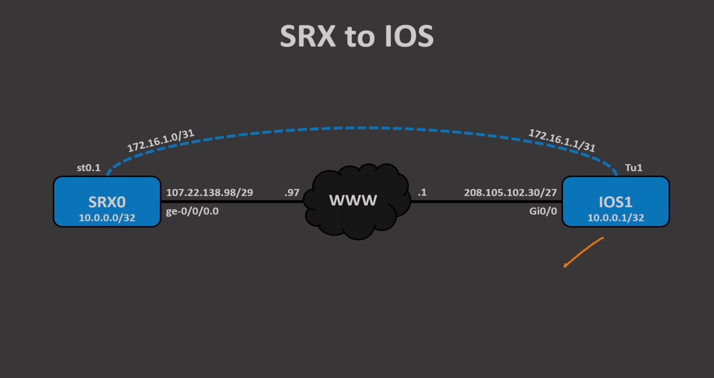Over here on the right, we have IOS 1, and its loopback IP will be 10.0.0.1. Its internet interface will be gig 0/0, and its global IP will be 102.30. Now the tunnel IP will be 1.1/31, and its tunnel interface will be tunnel 1. So using this basic topology, let's begin.